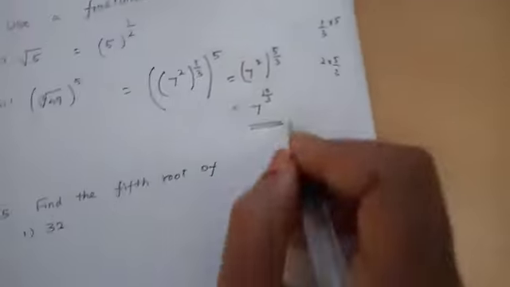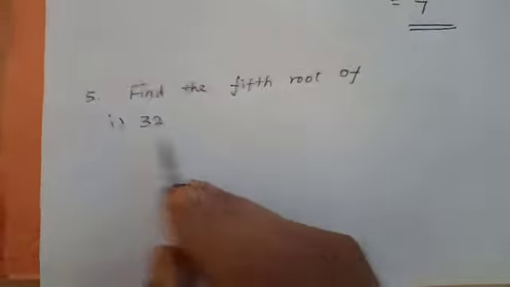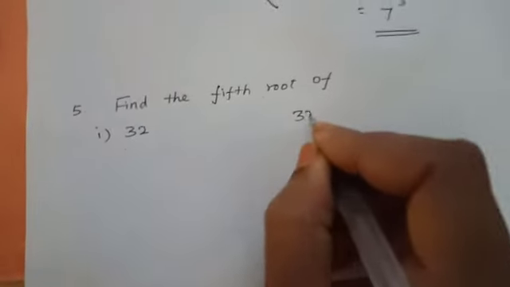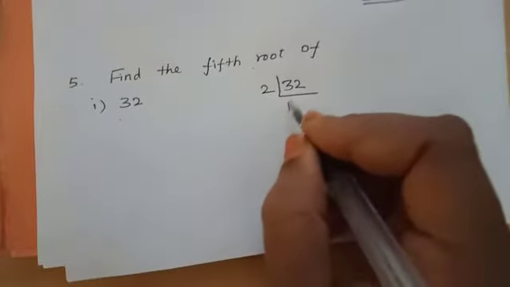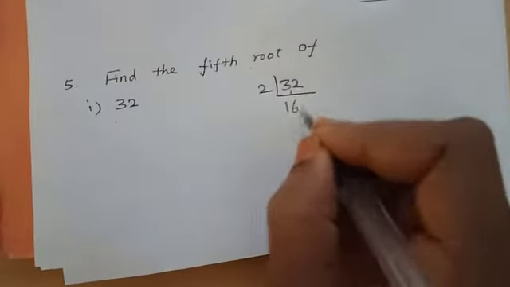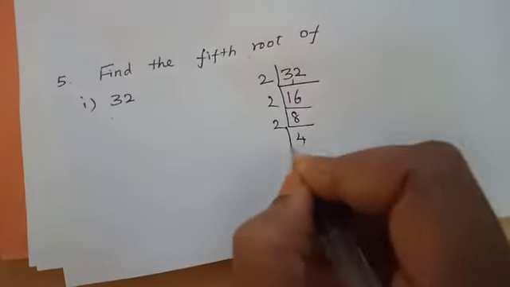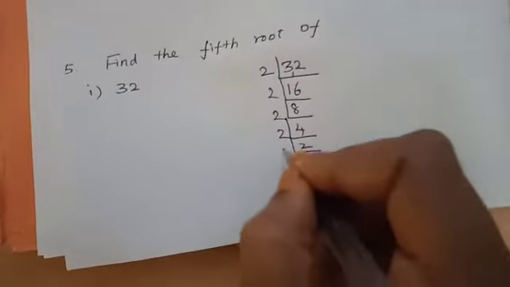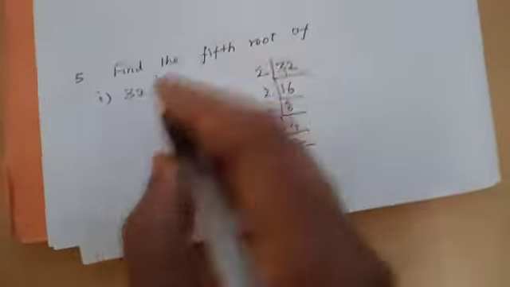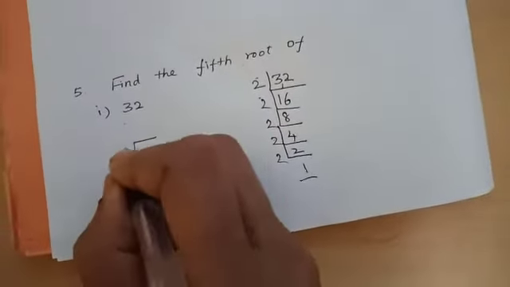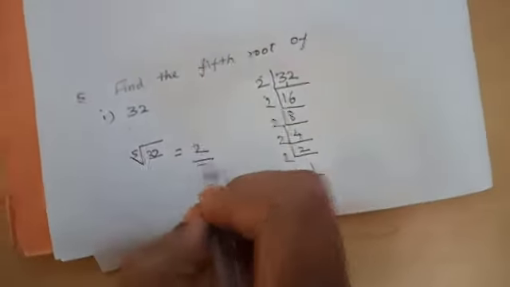Okay. Next, fifth question. Find the fifth root of 32. So we take factors for 32. It is an even number, so we take 2. 2 ones are 2, remainder 1, 12. 2 6s are 12. So again 2. 2 8s are 16, 2 4s are 8, 2 2s are 4, 2 1s are 2. So 1, 2, 3, 4, 5. It is the fifth root. So the fifth root of 32 we write like this. The fifth root of 32 is equal to 2.